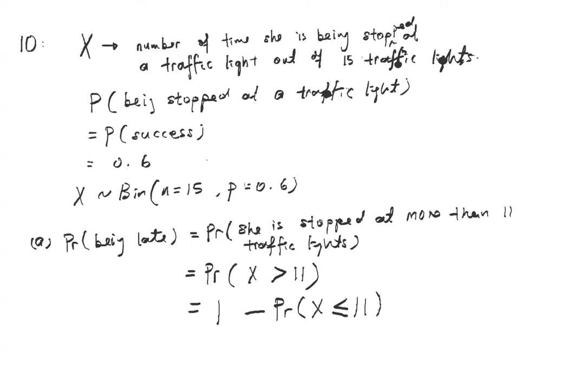Because when you use binom CDF, you must use 11 with the equal to, correct? So you write that down properly, then you use your calculator. This is 1 minus binom CDF 15, 0.6, and 11. So always write properly so that in the exam, you also know how to get the answer. So that is how you do part A.